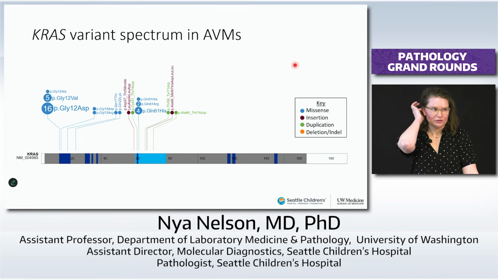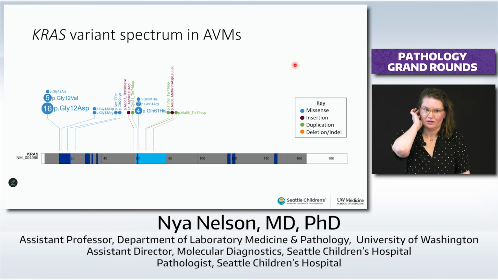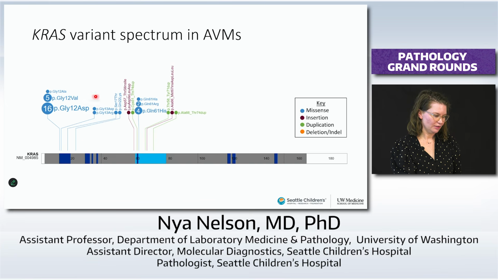So shown here is the overall variant spectrum within arteriovenous malformations in our cohort. Down below is a schematic of the KRAS gene with the GTP binding site in dark blue and this kind of critical switch 2 domain in light blue. And the variants within KRAS AVMs kind of cluster in amino acid 12 as well as codon 61 here. And then we also have a variety of other variants that are kind of one-off and somewhat unique variants.